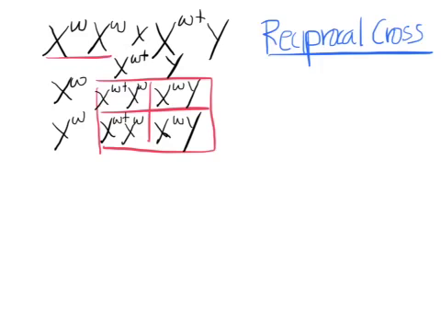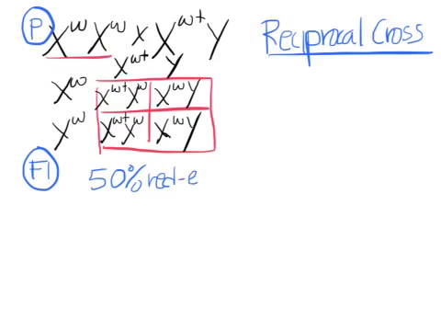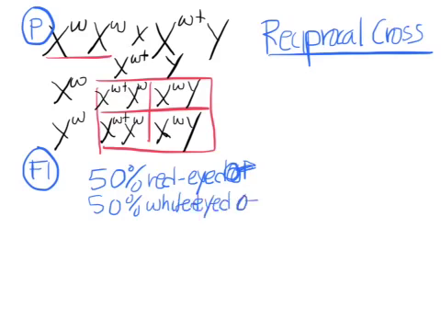So our phenotypic results here for the F1 are going to be 50% red-eyed females for all of our offspring here, 50% are going to be red-eyed females, and 50% are going to be white-eyed males. Last time for the F1, we had 50% red-eyed females and 50% red-eyed males. So this is already different, like I said.